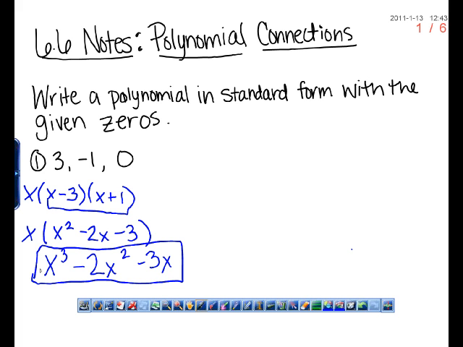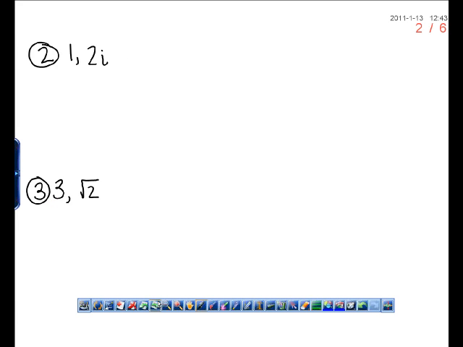All right. So let's try one with not all real rational roots. Let's look at if we were given a root of 1 and a root of 2i. Tell me what you know about imaginary roots. Okay, they're not real roots. They don't cross the x-axis. What else do you know about them? Yeah. Okay, yeah, just like they don't cross the x-axis, we can't plot them.